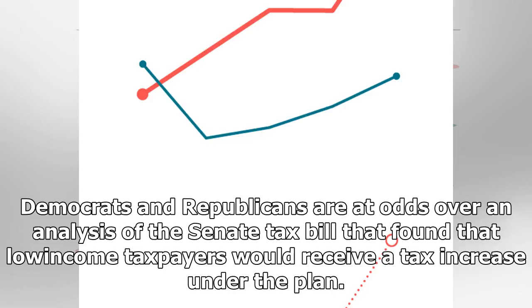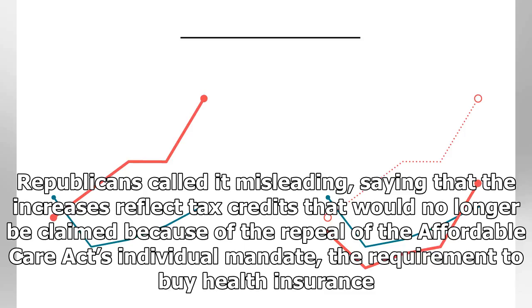Democrats and Republicans are at odds over an analysis of the Senate tax bill that found that low-income taxpayers would receive a tax increase under the plan. Republicans called it misleading, saying that the increases reflect tax credits that would no longer be claimed because of the repeal of the Affordable Care Act's individual mandate, the requirement to buy health insurance.